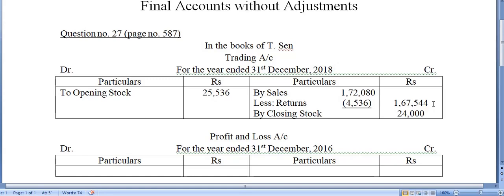You should know that in trading account only direct expenses and direct incomes are recorded. So in trading account, towards the credit side we have direct income, and towards the debit side we have direct expenses. Sales is your direct income, so you will record it towards the credit side. Purchase, carriage inward, and other things which are related to production or business directly will be recorded towards the debit side of trading account.